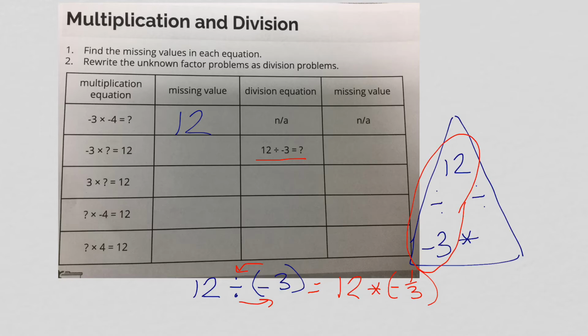So we have 12 times 1/3 times -1. That's what makes our -1/3 a negative, because we multiplied it by -1. So 12 times 1/3 is the same as 12 divided by 3. So we get 4 there. So 4 times -1 is going to be equal to -4. So the missing value on both of those equations in that second row is going to be -4. So a negative times a negative equals a positive, and a negative times a positive equals a negative.